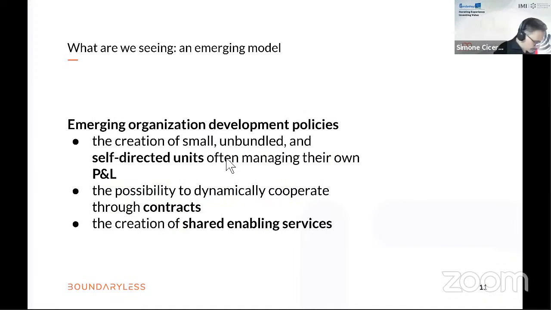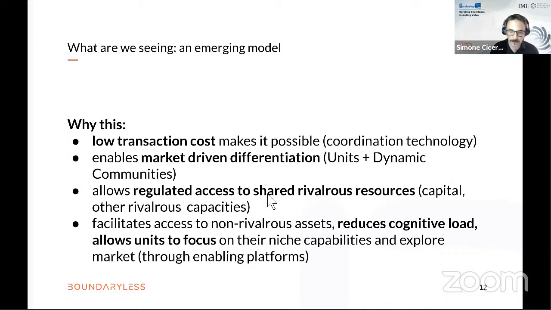So let me just introduce the conversation, let's say. What is happening in the organizational space? What is this emerging model we are seeing? Essentially, we are seeing this emerging model based on small units that dynamically cooperate through contracting or dynamically relating with each other with shared services that support these systems to evolve. And why is this organizational model emerging? Essentially because low transaction cost makes it possible, because it's enabled companies to perform better on the market.